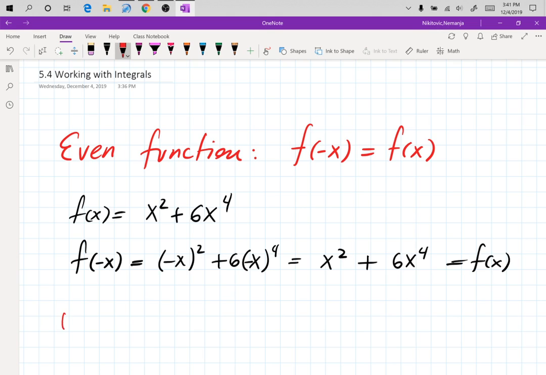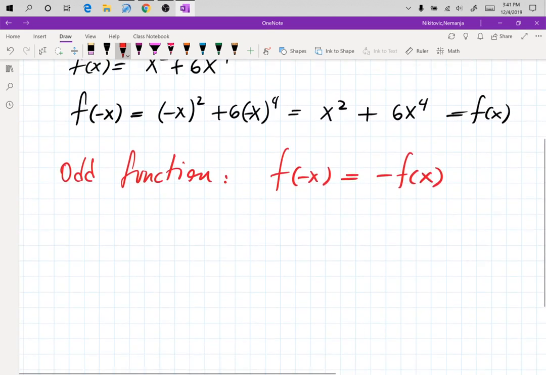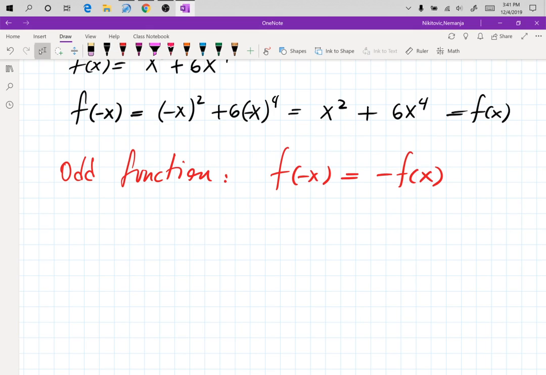And now odd functions. An odd function has the property that f of negative x is equal to negative f of x. And naturally, this will be all odd exponents. So let's say you have 3x plus 9x cubed, for instance. Whatever, 3x plus 9x cubed.